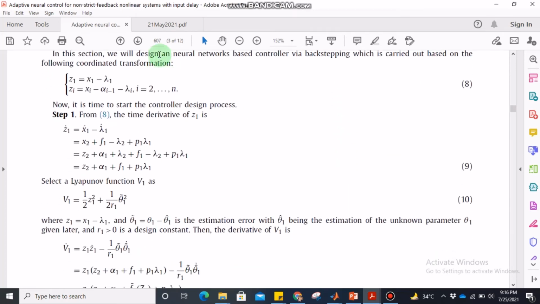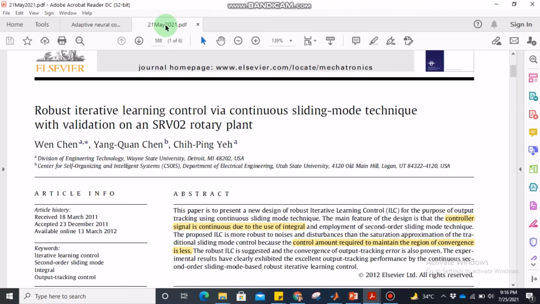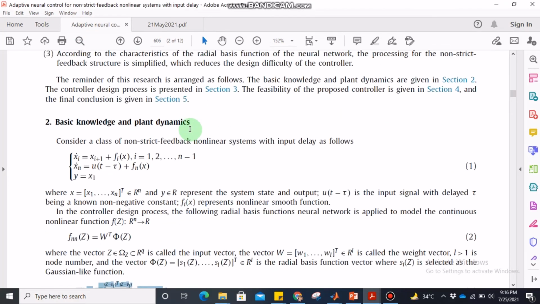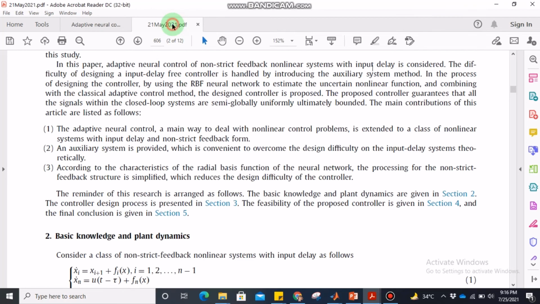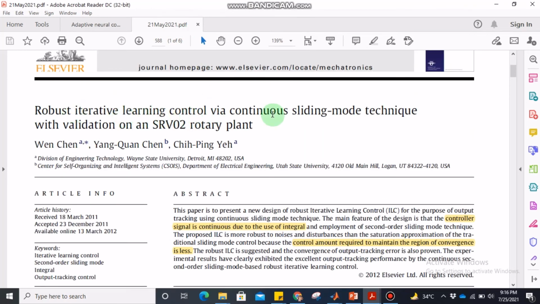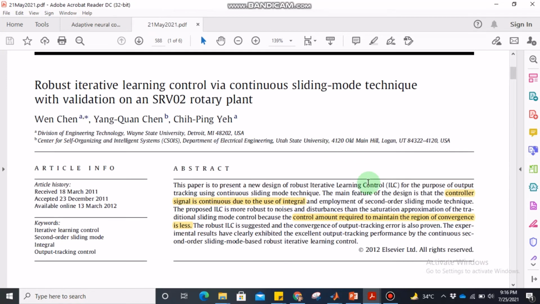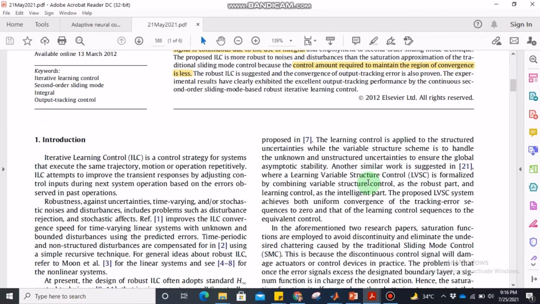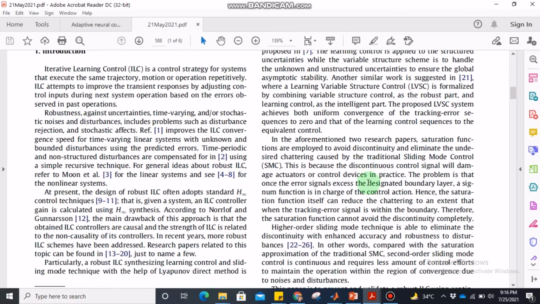Similarly, we look at another paper, iterative learning control. So this was the adaptive neural network paper, and now this one is the iterative learning control paper. I have also put a video about how to simulate this paper on my channel, so I will post the link of that video here as well.